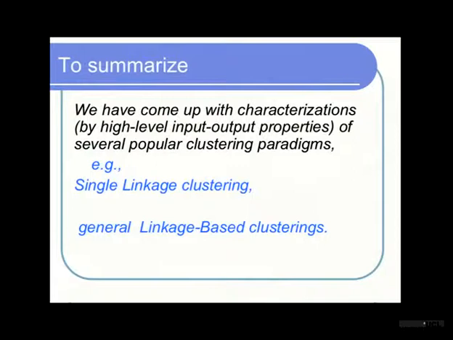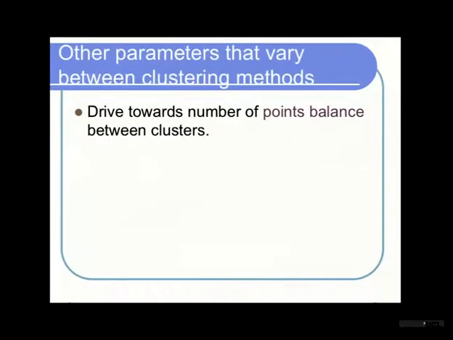Okay, so to summarize, I have here come up with characterizations by high-level input-output properties of several popular clustering paradigms, for example, single linkage or general linkage-based clusters, and there's much more work to be done. There are other parameters you may want to consider that vary between clustering methods. Is the drive towards point balance between the clusters: to what extent your algorithm emphasizes that all the clusters will have a similar number of points.